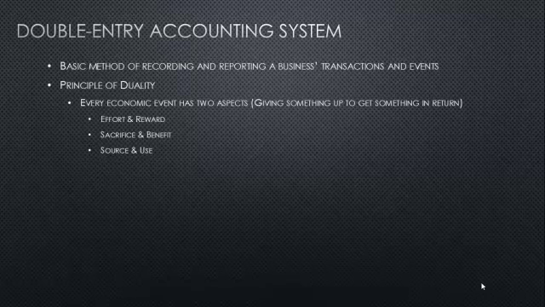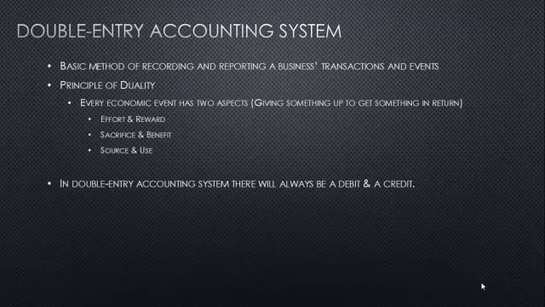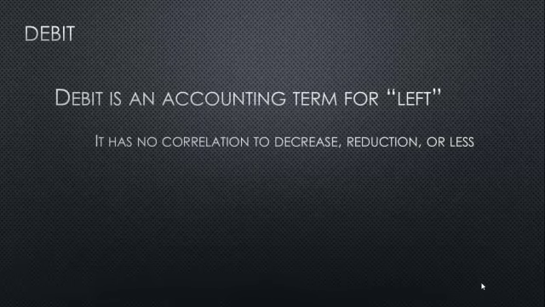So in the double entry accounting system, we have something called debits and credits. Okay? We will always have debits and credits. Now, if you haven't remembered or maybe you forgot, a debit is an accounting term for left. That is it. It has no correlation to decrease, reductions, or less. So when you go to the bank and they say, well, we'll debit your account, that means you'll have less money in your account. But that's not what we mean in accounting. So you can throw out the idea of debit meaning less out the window when you walk into the class.